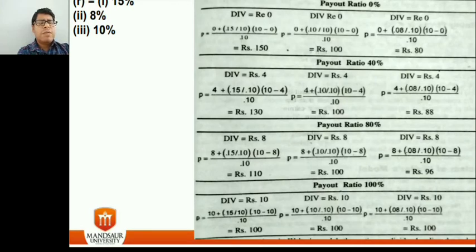So when we are using the payout ratio of 100%, that is, our P is 100, then for the normal firm it is 100, and for the declining firm it is 100. So here we can say that whenever the payout ratio is 100%, then in normal firms, or in growth or declining firms, the price of the share is 100.